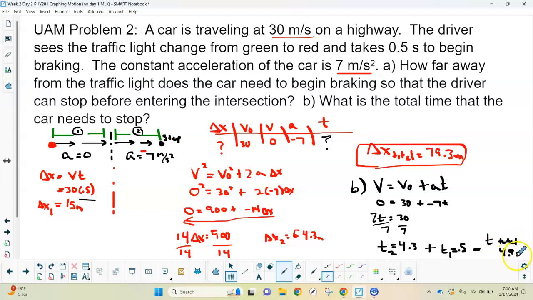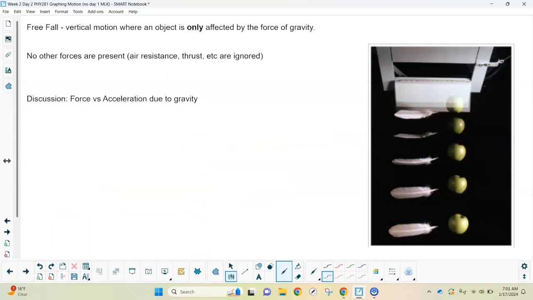seconds. So again, similar kind of concept. This time we're figuring out times instead of displacements, but it's the same kind of idea. All right, so hopefully that's going pretty well. We're getting into the last topic, which is free fall. So let's talk about that.